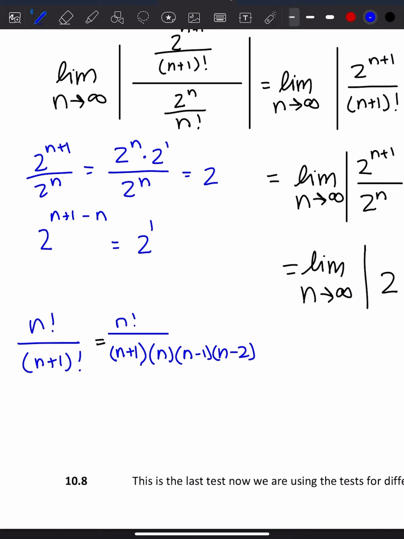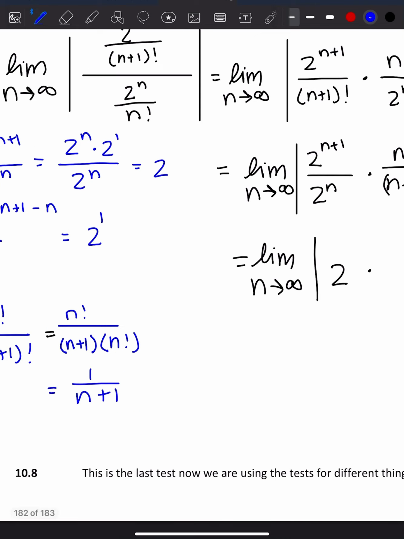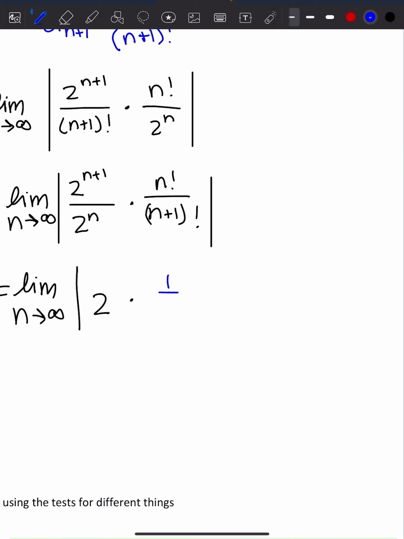Well, if I look at just this part here, this is the exact same thing as n factorial. So instead of writing all of that, I can just say n plus 1 times n factorial. I have an n factorial on top and an n factorial on bottom, so this is going to be 1 over n plus 1. So we have 1 over n plus 1 times 2.